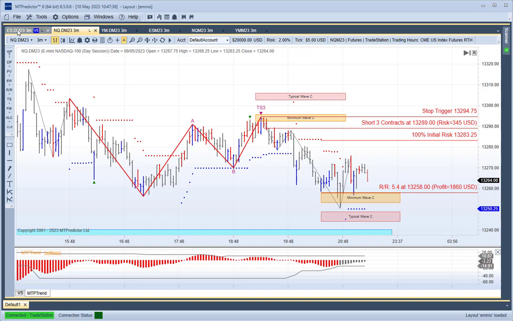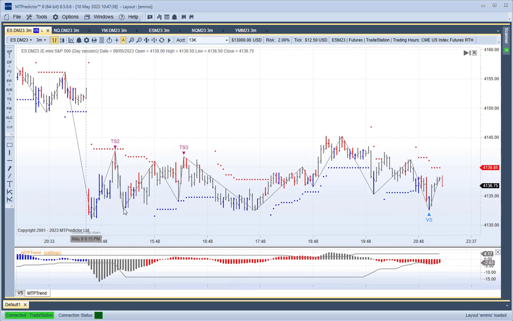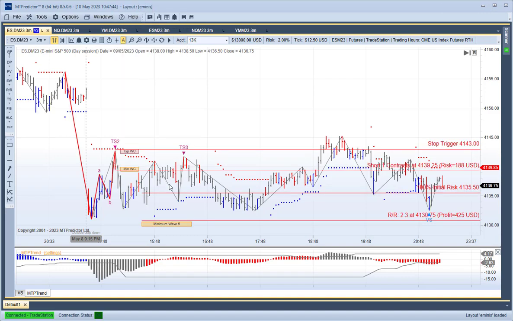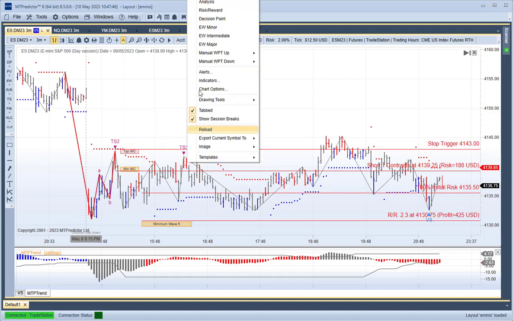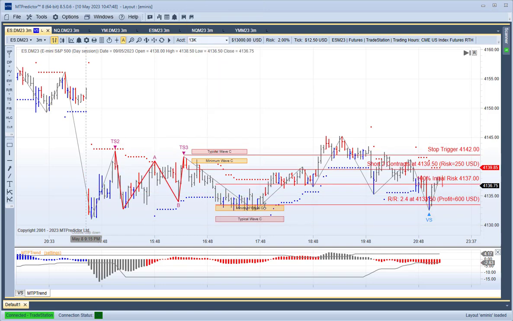If we look at some of the other markets, if we look at the ES yesterday, this was a very choppy and horrible day. You can see there were some sell setups. This first one here didn't really go anywhere. This second one did actually reach its first target, and there was a buy setup at the end which was against a red MTP trend.